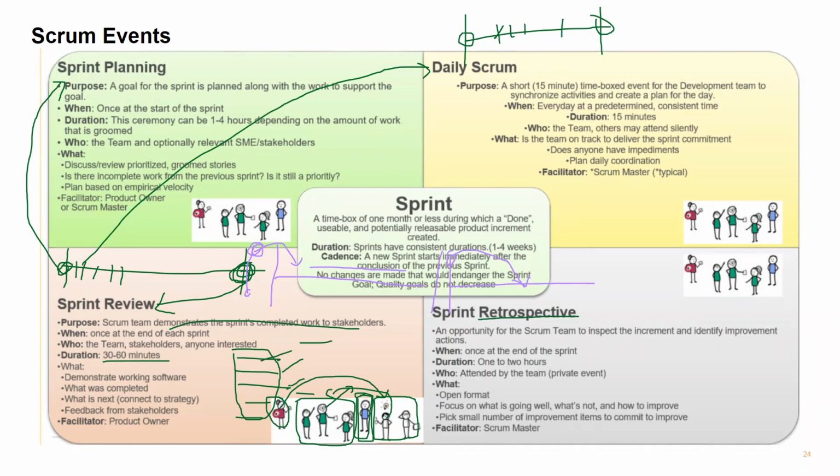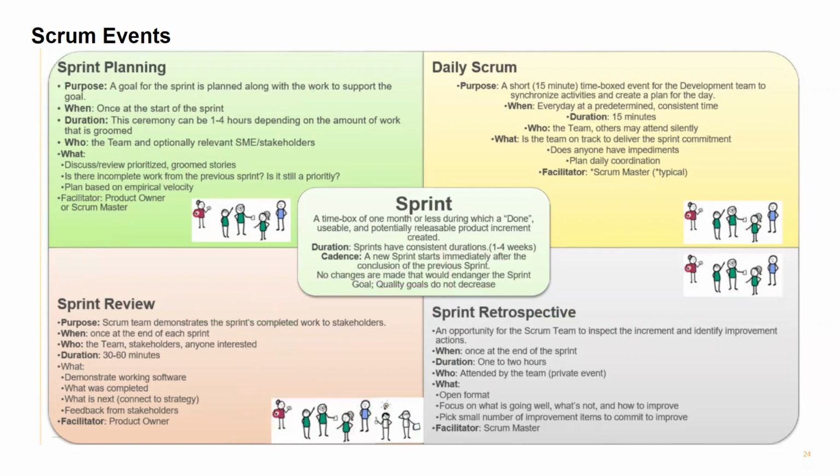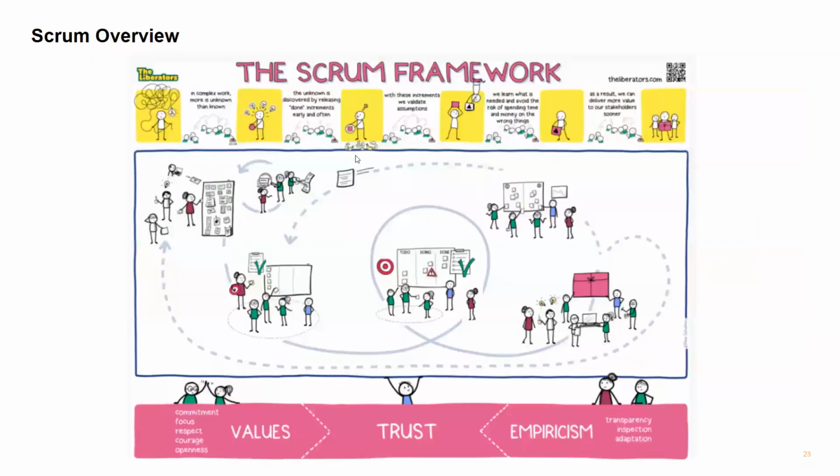Clear? Yes. So now if you go back to this picture, the first thing is you're trying to plan. This is the goal. He or she is carrying the goal of the sprint, and you are trying to pull those backlogs from the backlog.